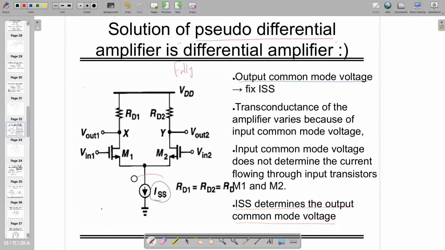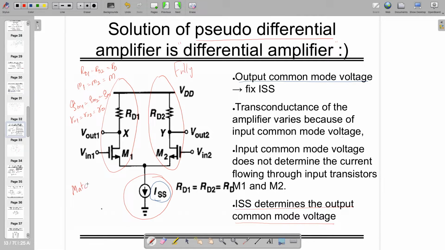Here you can use some sort of current mirror and design it, or you can even keep some resistance. Notably, this part of the circuit and that part of the circuit are exactly identical, or you can say that RD1 equals RD2 equals RD, and M1 equals M2 equals M, or GM1 equals GM2 equals GM, RO1 equals RO2 equals RO, whatever, right? So all are identical, and everything is matched as we want.